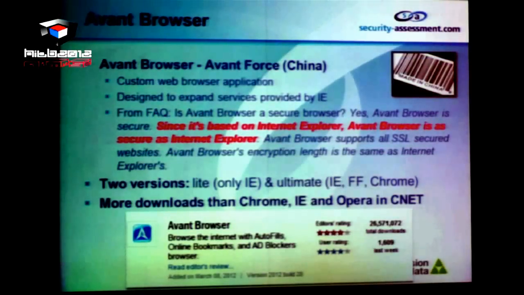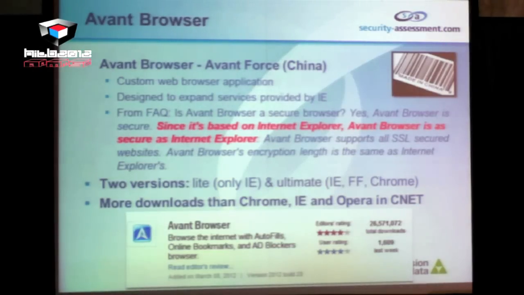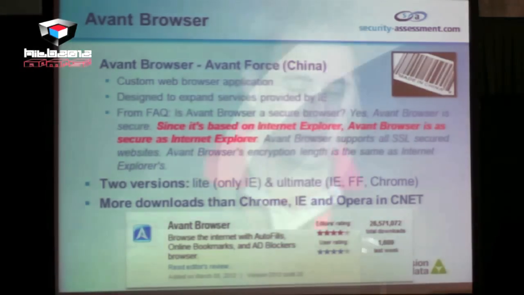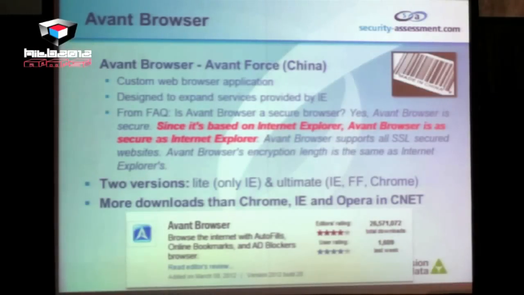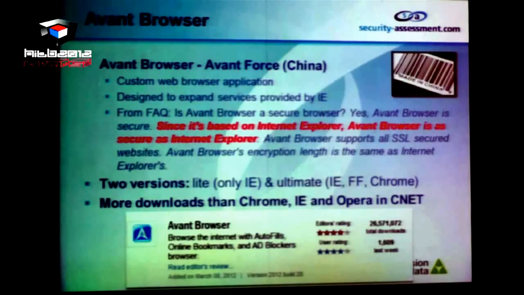This is interesting because this is another kind of hybrid browser. There are 2 versions. One is the Lite and one is the Ultimate. Lite is based on Internet Explorer, so you need to have Internet Explorer to have Almond Browser. With the Ultimate, you might actually have Firefox or Chrome as well. But what I found very funny from the FAQ page is the question, is Almond Browser a secure browser? And the response says, yes, Almond Browser is secure. Since it's based on Internet Explorer, Almond Browser is as secure as Internet Explorer. It's kind of delegating security to the other browser, but that's not true.